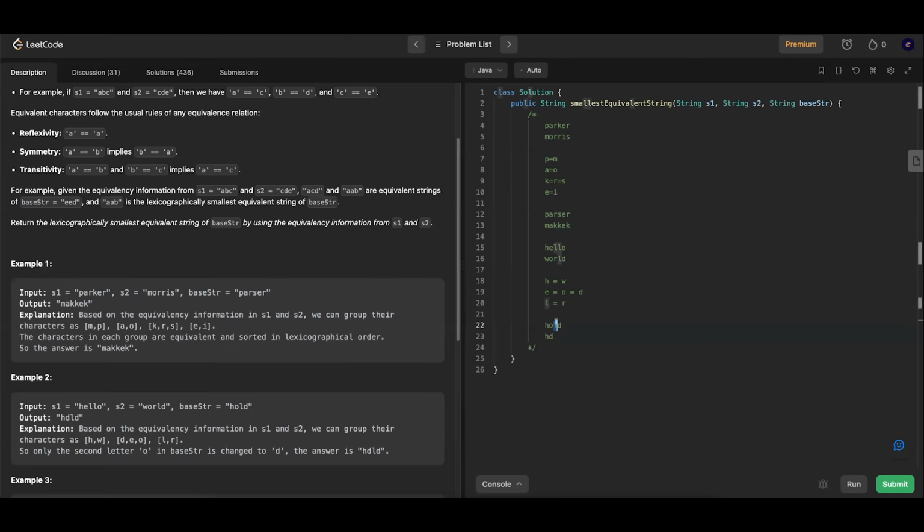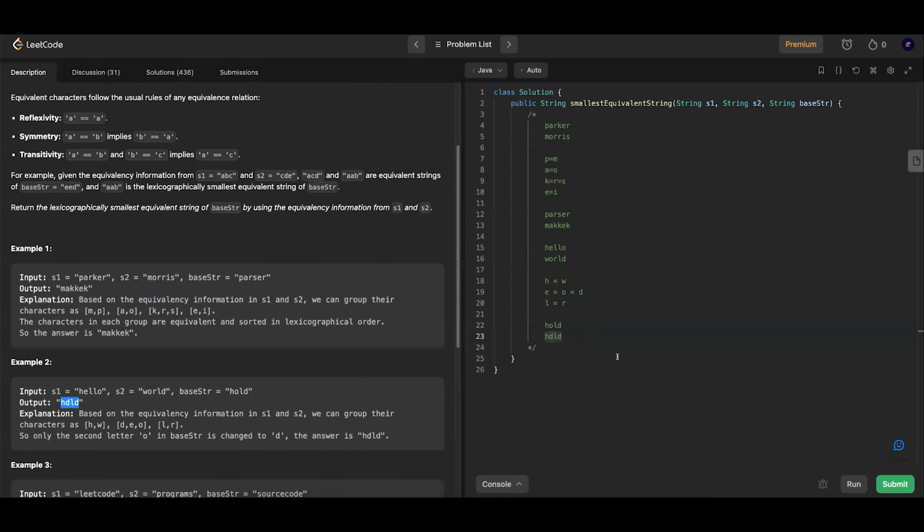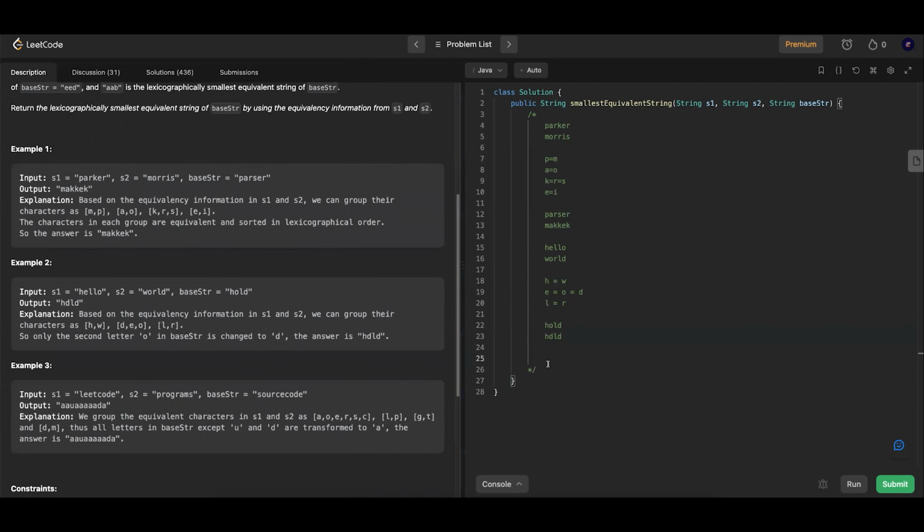And then we have L. For L, we have L equal to R. What is the smallest? L itself. So we write L. And then we have D. D, O, E are similar. So what is the smallest? D. So the answer is HDLD. HDLD is the lexicographically smallest equivalent of the base string. Let us consider the next example.